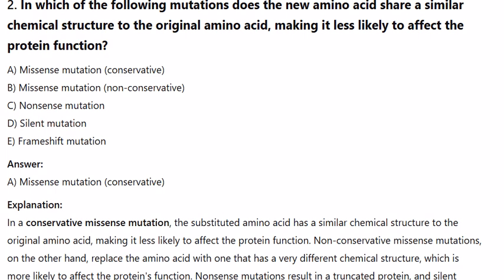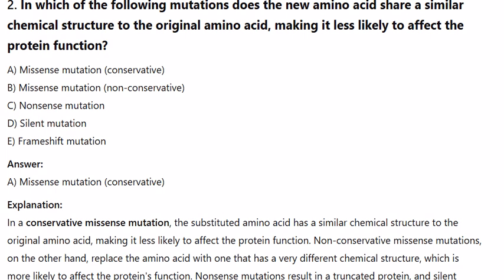2. In which of the following mutations does the new amino acid share a similar chemical structure to the original amino acid, making it less likely to affect the protein function? A. Missense mutation, conservative. B. Missense mutation, non-conservative. C. Nonsense mutation. D. Silent mutation. E. Frameshift mutation. Answer: missense mutation, conservative. Explanation.